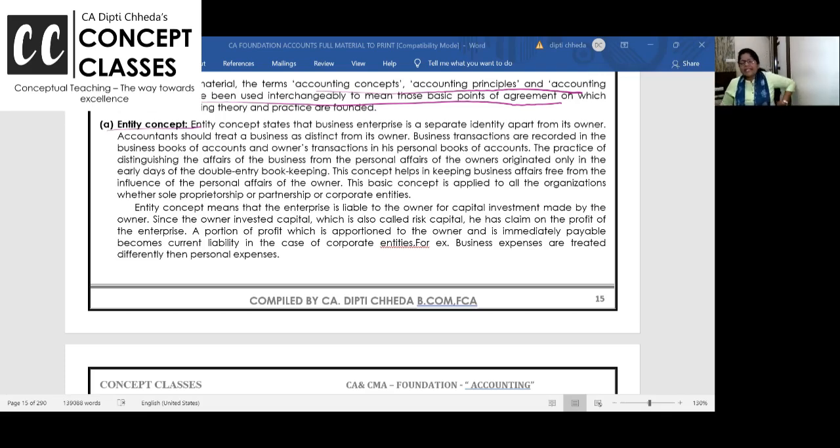So they say business entity concept is that business as an entity, keep it separate. Business related receipts, we take it as income. Personal receipts, we take it as capital receipts. So they say business is separate and the personal expenses, income, receipts and all are separate.